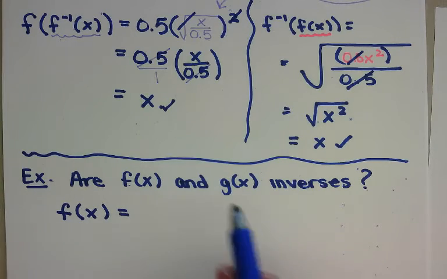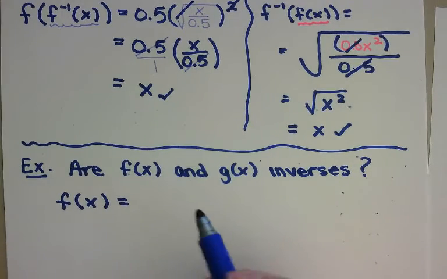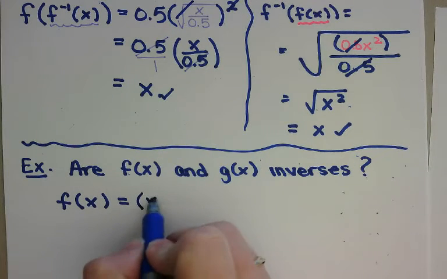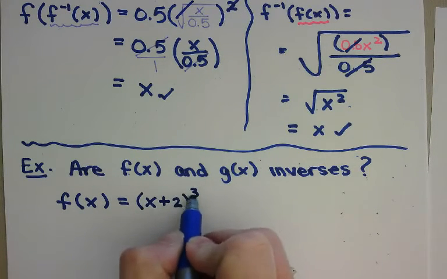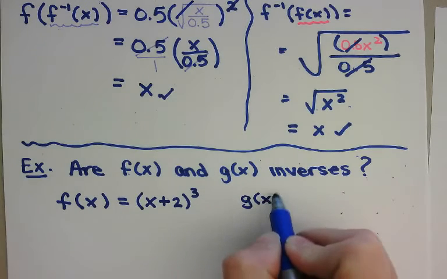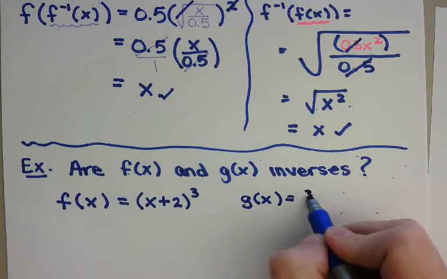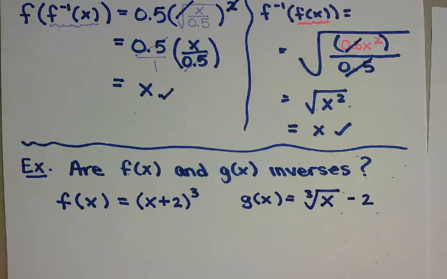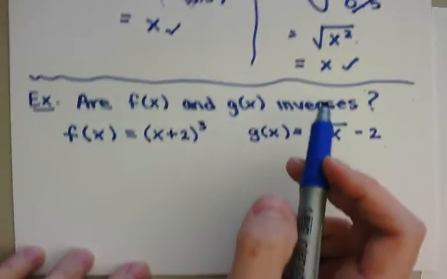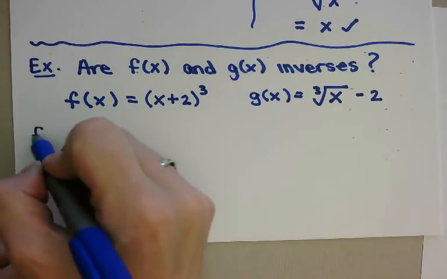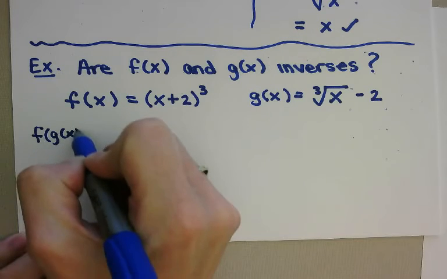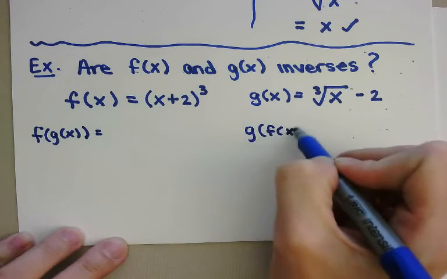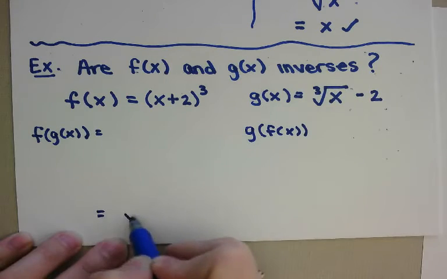Okay, this time I'm going to ask, are the two functions inverses? So I'm going to name them a little bit differently. I'm going to call the first function f of x equals x plus 2 cubed, and then I'm going to call the second function g of x, and I'm going to call that one the cube root of x minus 2. So if I want to verify that they're inverses, I need to do f of g of x, and then I need to do g of f of x. And again, I know that I want them to come down to be an x.